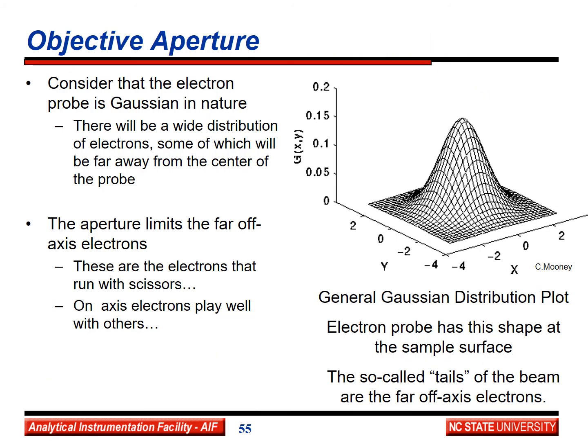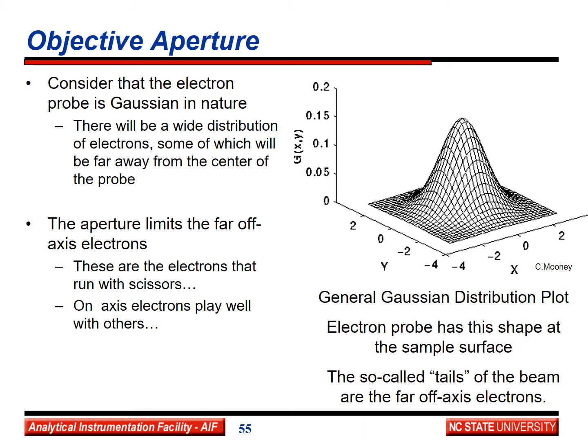In addition to lenses in the electron optical column, we also have apertures. Consider that an electron beam is Gaussian in nature. At the center of the beam, most of the electrons are going to be very close in energy to one another. At the edges, the electrons are going to have slightly different energies, and they're going to be at a different place in the B field of the lens. So what the aperture is going to do is it's going to reduce the far off axis electrons.